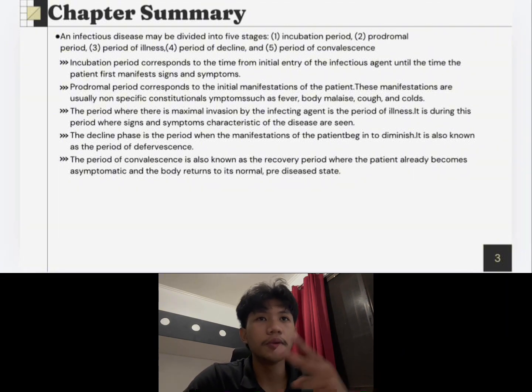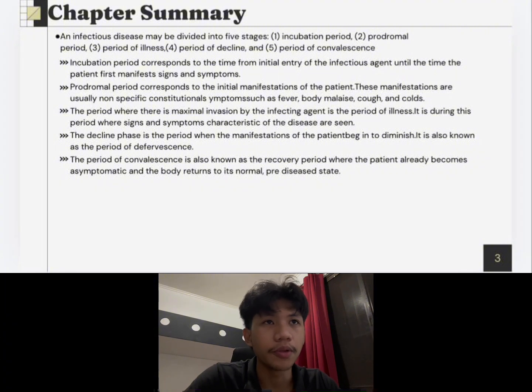So, second is prodromal period, corresponds to the initial manifestation of the patients. These manifestations are usually non-specific constitutional symptoms such as fever, body malaise, cough, and cold. Very general symptoms. In this period, dito na siya nagkakaroon ng symptoms. Symptoms is not specific and hindi pa siya severe na symptoms. And mild pa lang siya. For example, fever, malaise, cold.